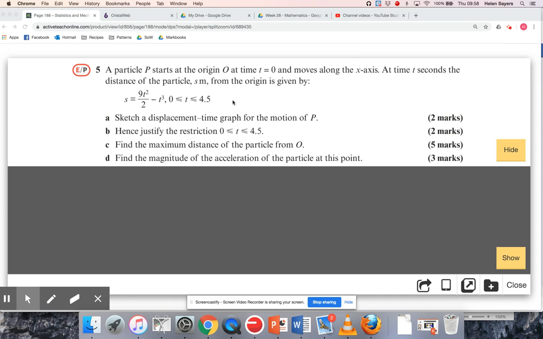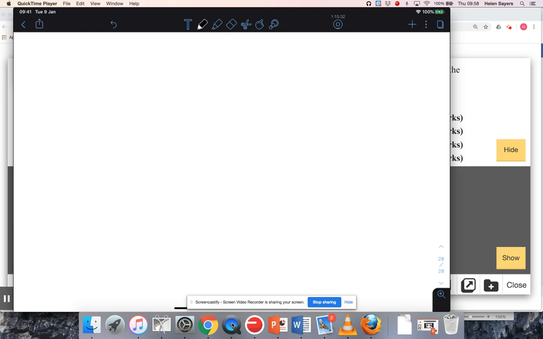So those of you with graphical calculators, you can just plug it straight into that. But they'll only ask you to sketch functions that you should be familiar with from core. So we know what a cubic graph looks like, and we should be able to sketch one. So let's have a go at that. So question 5, and S is 9 over 2 t squared minus t cubed.